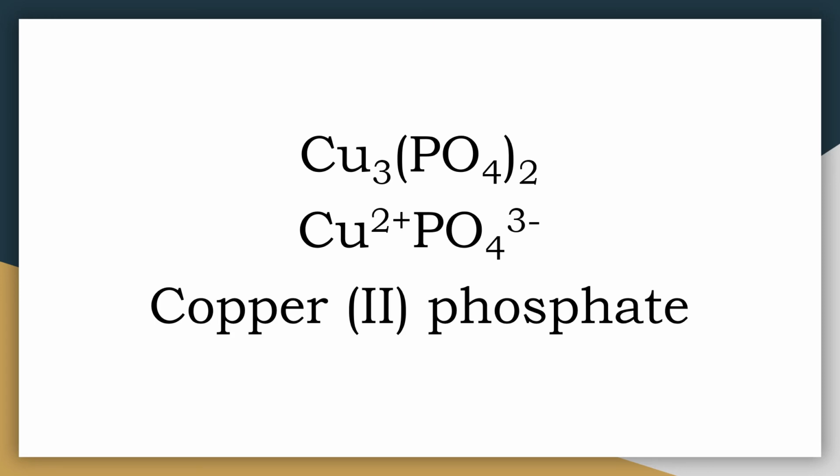Another way of looking at this: the 2 goes back to the previous element, so that 2 belongs to the copper, and this 3 then belongs to our phosphate group. That's a trick you can use whenever you're using your formula and trying to go back to the actual name of the compound. So our name of our compound would then be copper 2 phosphate. So those are all the different types of combinations for ionic compounds.